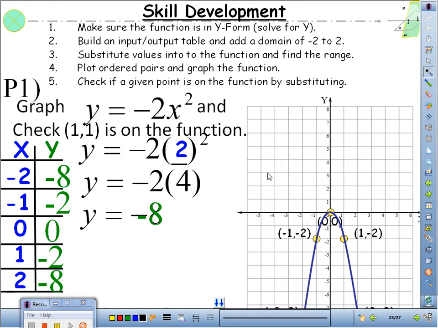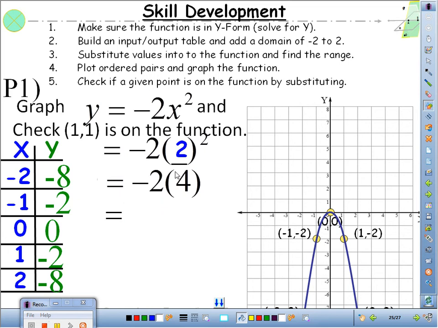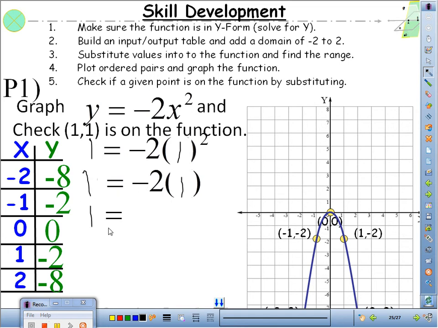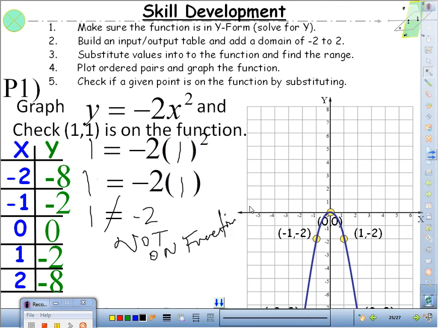Now check this out. If we check this one, I'm going to check if 1, 1 is on that function. 1, 1. This is 1 squared is 1. 1 times negative 2. Is this true? Not on function. Have a seat, please. 1, 1 is about right here, and a good way to remember that it's not on the function. Right here, 1, 1. Right there. There's Santos. There you go.